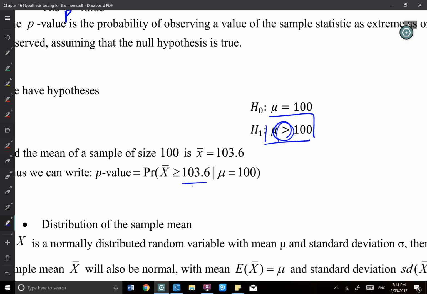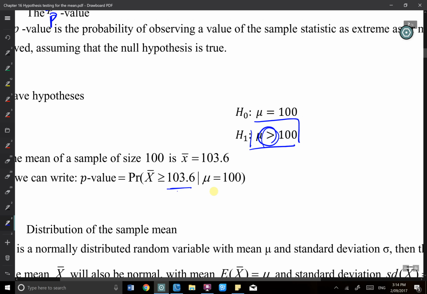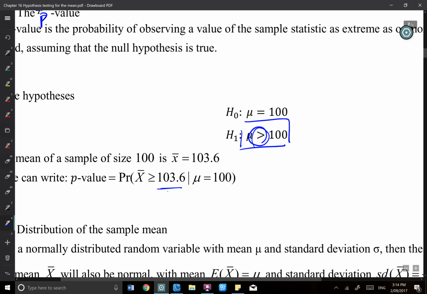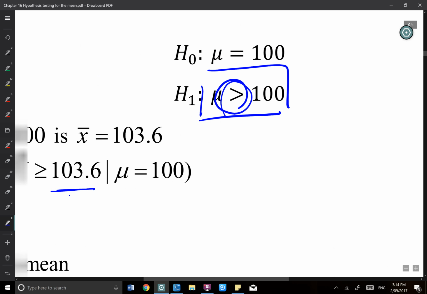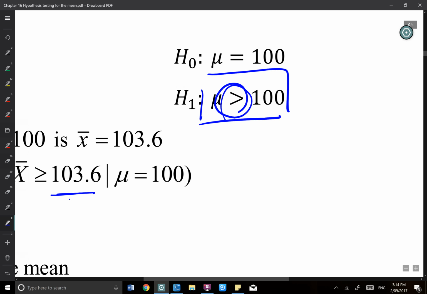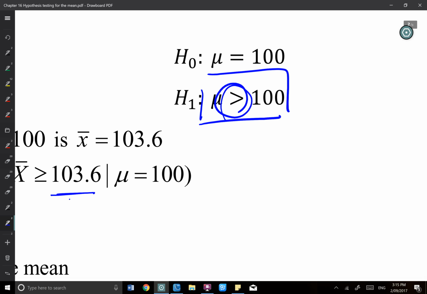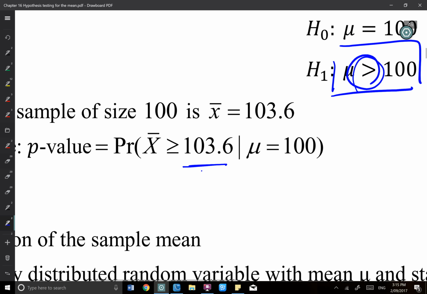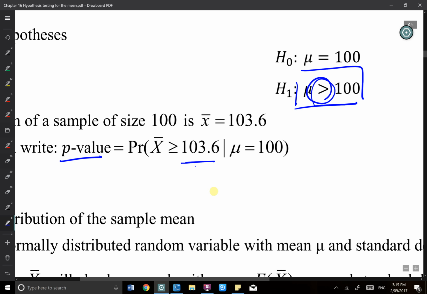So I observe it's 103.6. Then I need to think about any value on the right-hand side of that. So it's the probability that, not H1, it's the mu, it's the sample mean. What I assume in H1 is that the expected value for the sample mean is greater than 100. And now, what is the p-value? We are looking for the p-value.